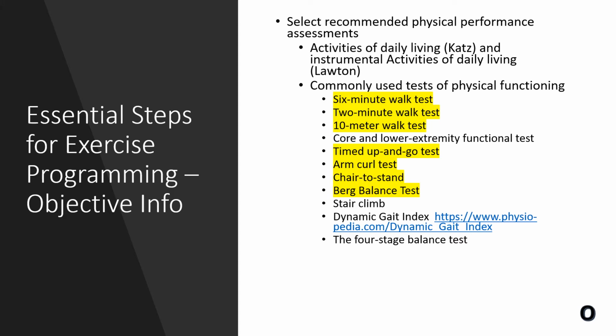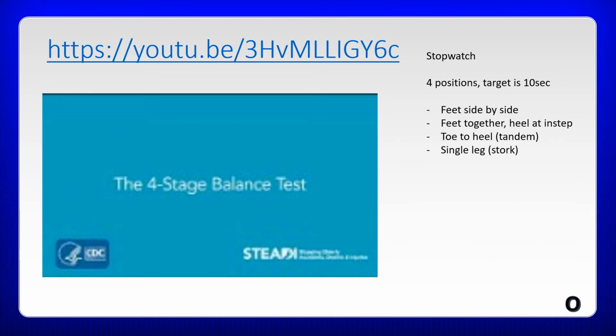Let's see here. The dynamic gait index, I will put this out for you so you can take a look at it, but this is a nice way of evaluating a person's walk. And then there's a 4-stage balance test, which will be linked in the same module. You can take a look at it. It's about 2 minutes, but briefly, it only takes a stopwatch. You demonstrate and ask the person to stand in 4 different positions, and tell them that the target is 10 seconds.